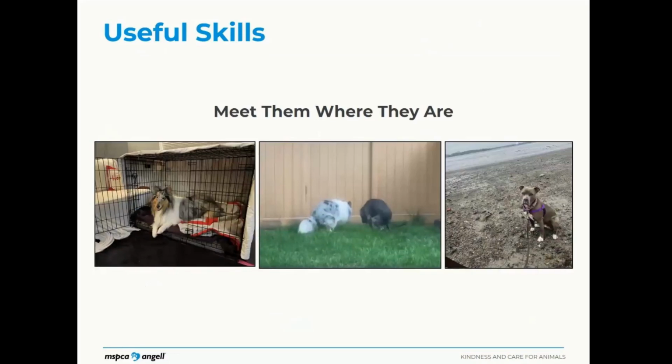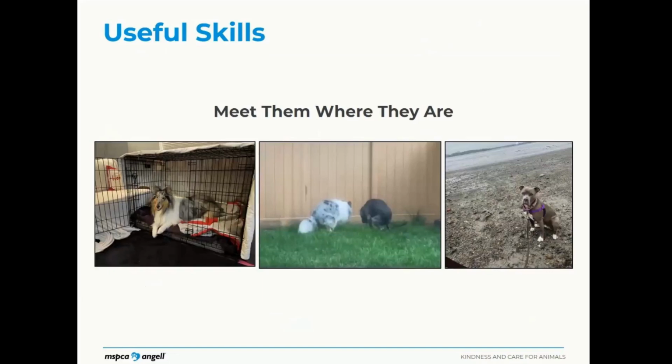Now that we have gone through learning about body language, decompression, and managing your foster dog in the home, and also telling them when they're getting things right, it's really important that we are continuing to think about meeting them exactly where they are. So all these pictures depict things that are very useful skills, things that our adopters might want some of their dogs to know prior to taking them home. Learning how to stay in a crate.